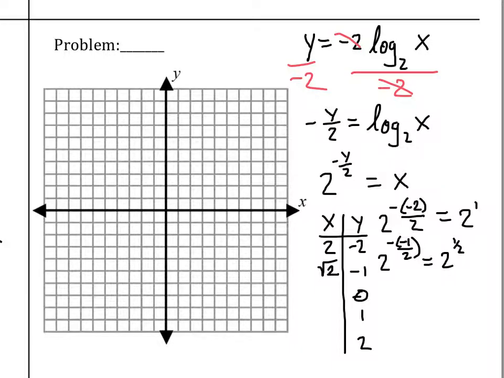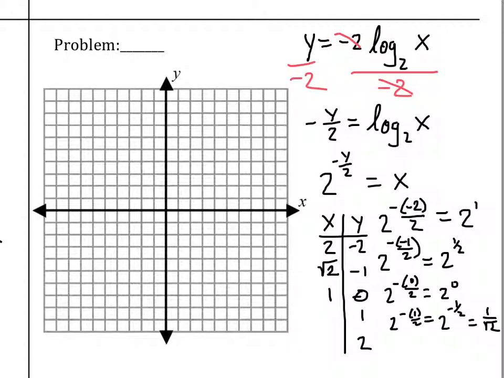Okay, let's keep going. 2 to the negative 0 divided by 2 power. Well, there is no such thing as negative 0. It's just 0. And what's 0 divided by 2? 0. So we have 2 to the 0 power. 1. 2 raised to the negative 1 divided by 2 power. That is 2 to the negative 1/2 power. Negative exponent, what does it want to do? Drop to the bottom. 1 over the square root of 2.